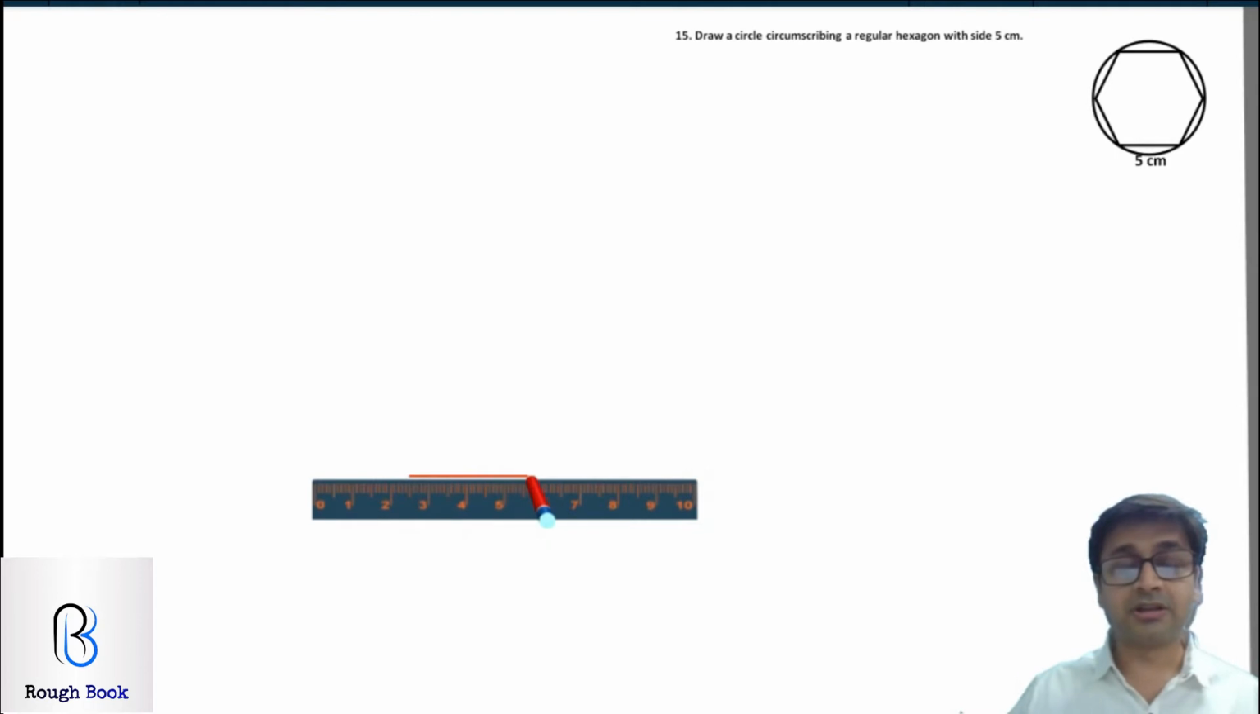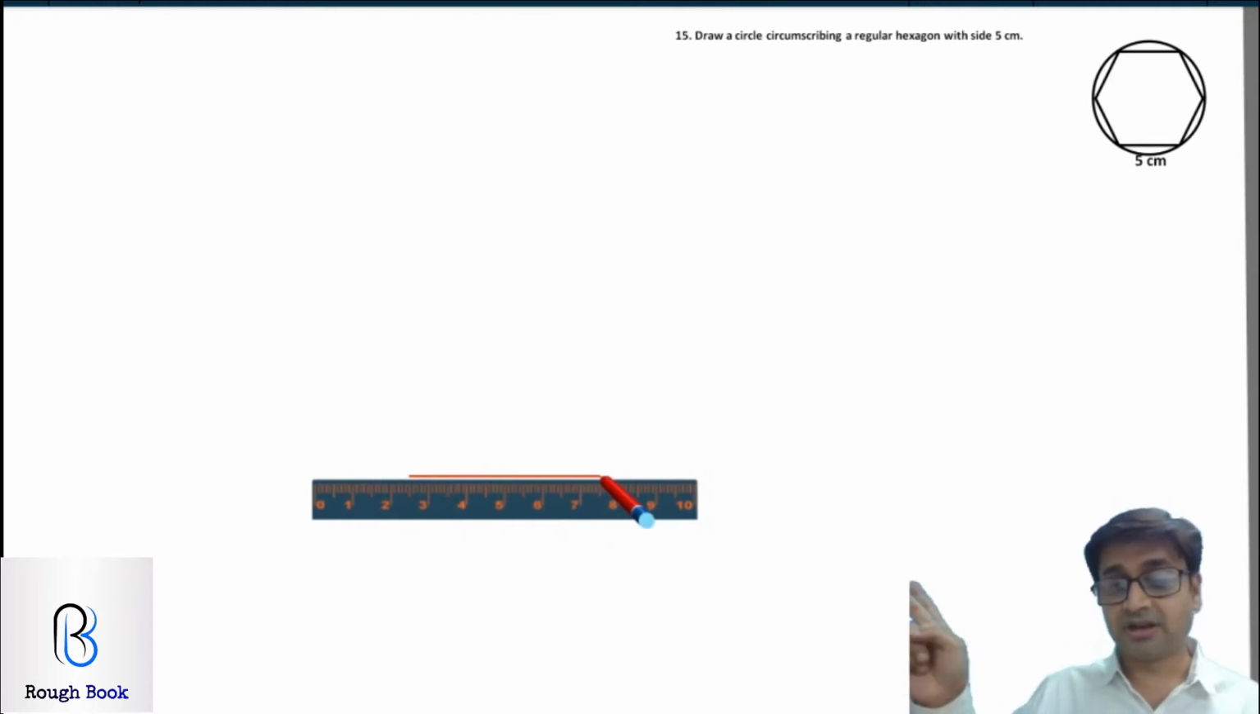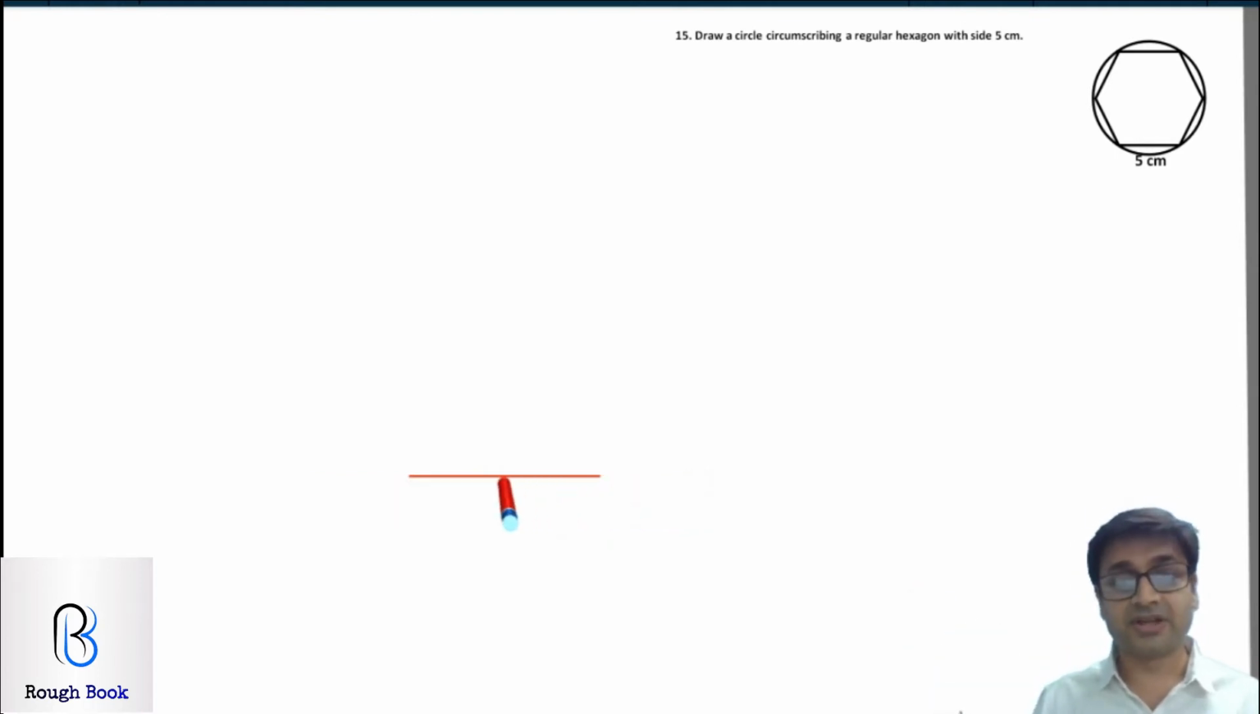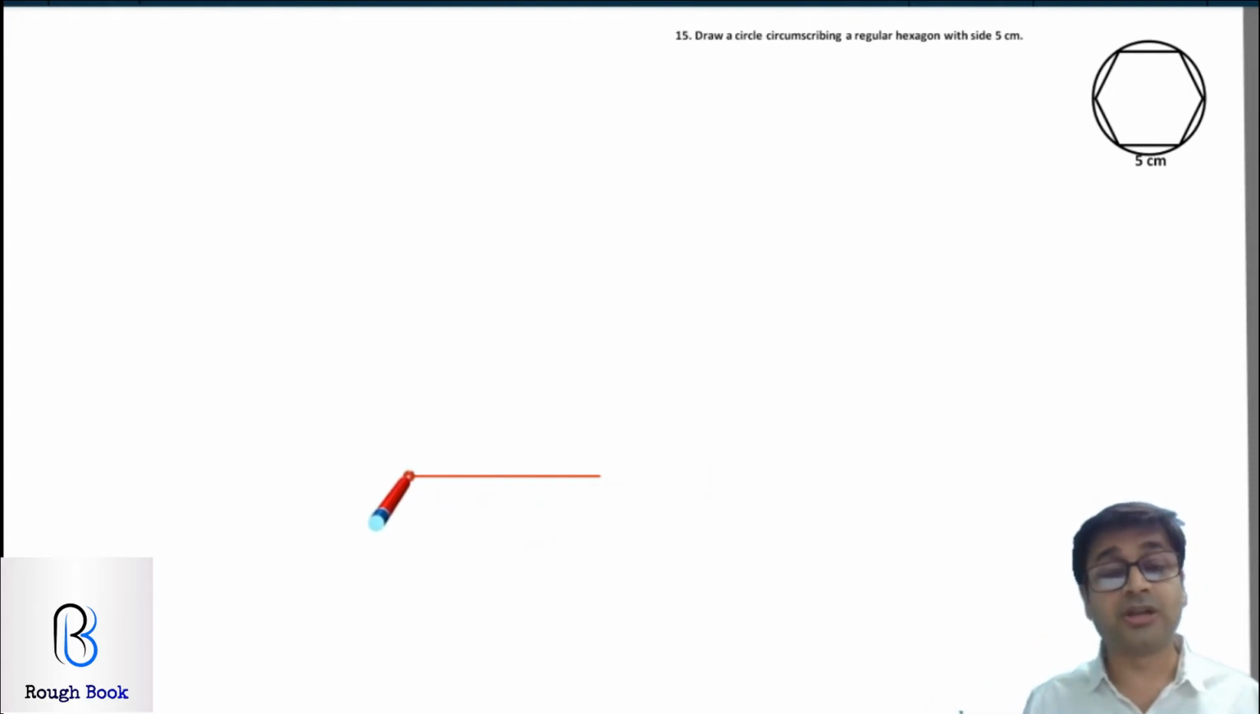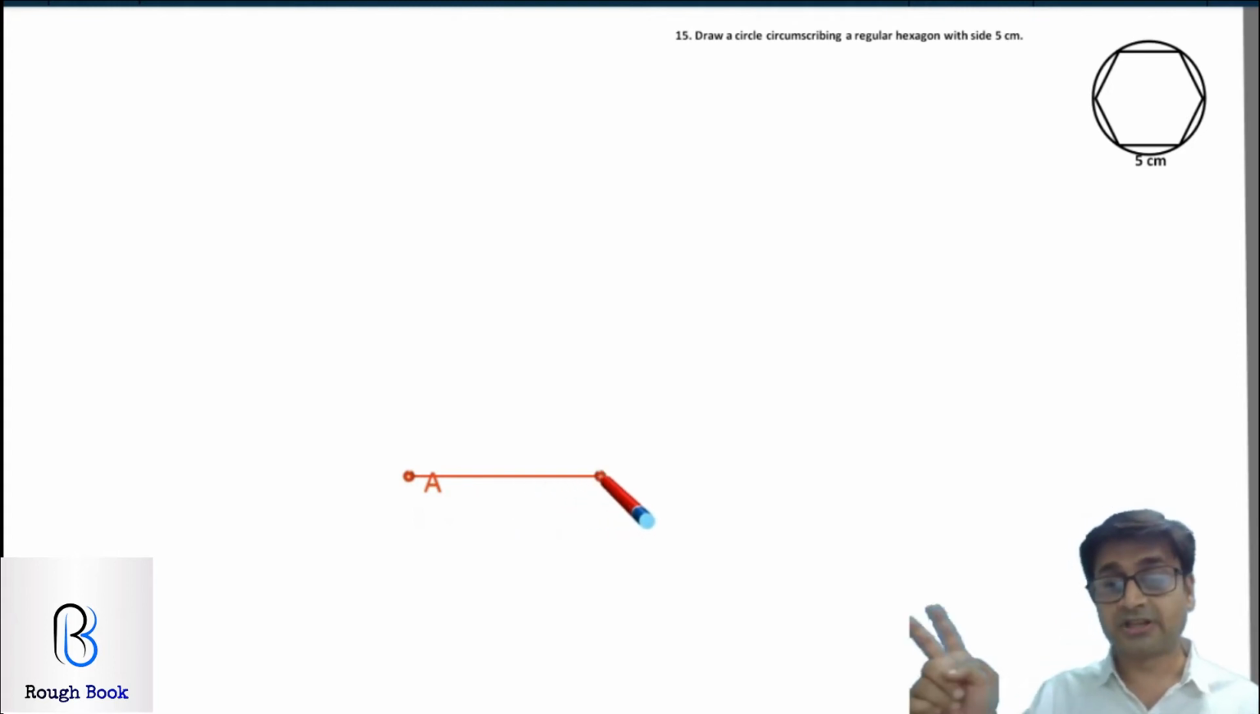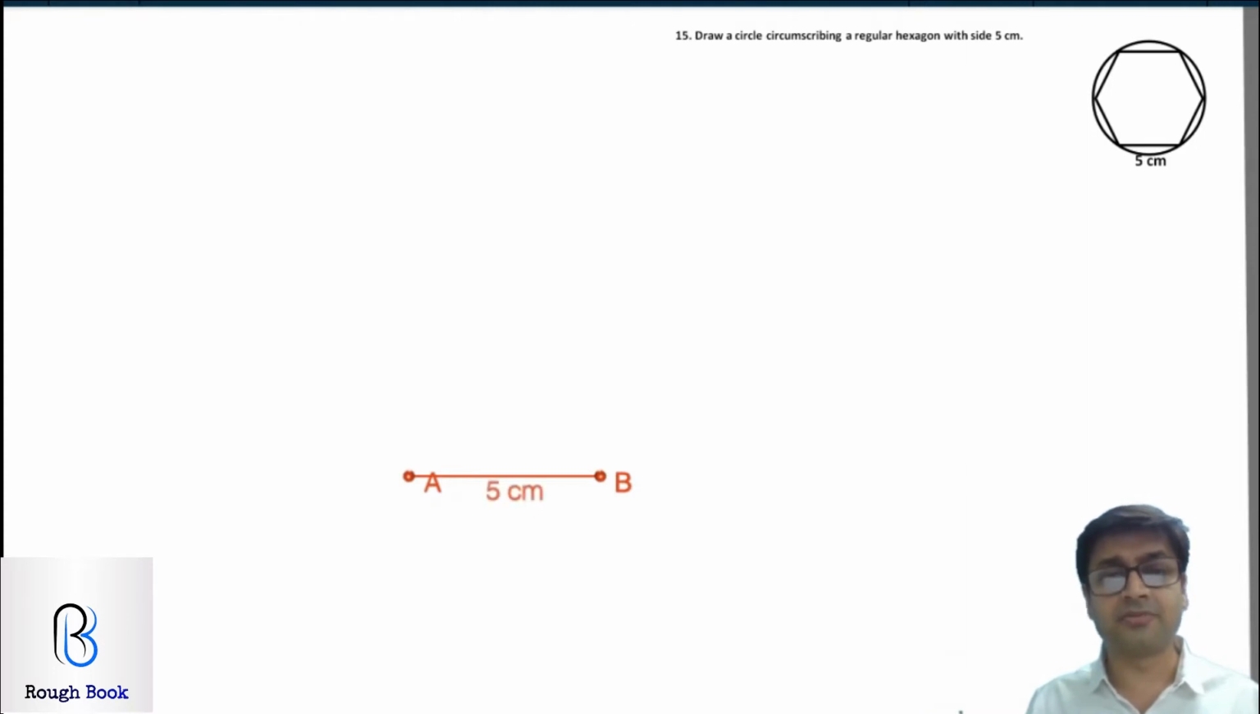So first I'm drawing the base AB, as you can see right over there, of side 5 centimeters. Remember always to have your rough diagram and also the labeling. If labeling is not done, you will straight away lose 1 mark. So that's your segment AB of side 5 centimeter. Now 120 degrees from A and B.